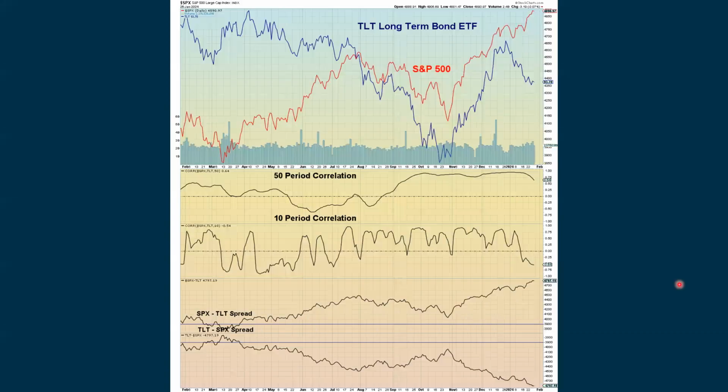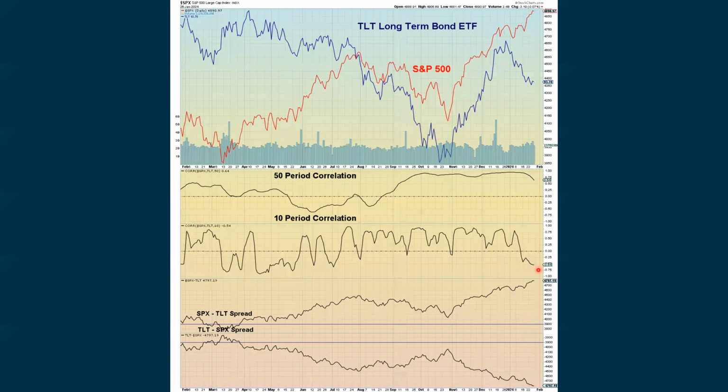And then on top, in blue, we have the long-term bond ETF. That's the TLT. In red is the S&P. And we look at the long-term correlation between the two. That's based on 50 periods, and it's coming down a little bit, but their long-term relationship is still pretty much intact. But if you just look at the chart, the red line's going up as the blue line's going down. You can see their shorter-term relationship. They're having a tendency to go in opposite directions from each other as the market is trying to adjust.